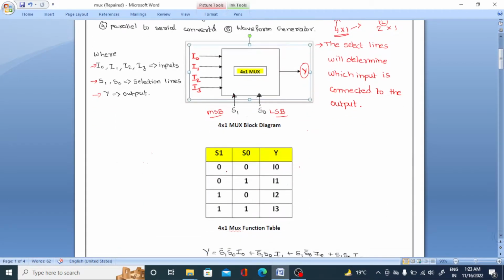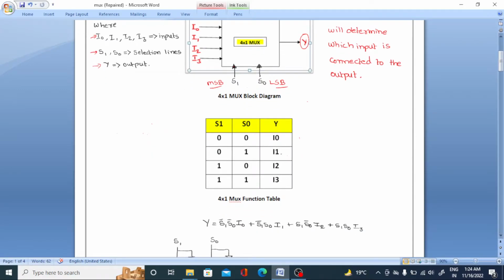For example, when the selection lines are 0 0, I0 is activated, that means I0 is passed to the output. For the 0 1 combination, I1 is passed to the output side. For 1 0, I2 is passed to the output side. For 1 1, I3 is passed to the output side. That's it. That is the meaning: the selection lines decide which input is passed to the output side.